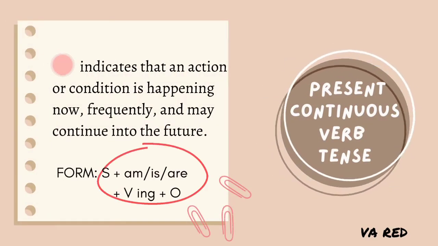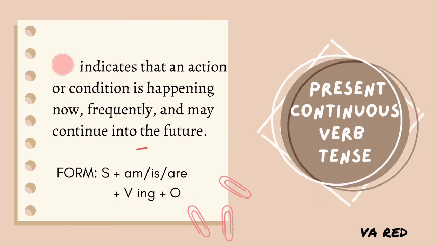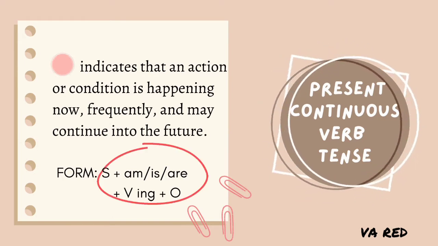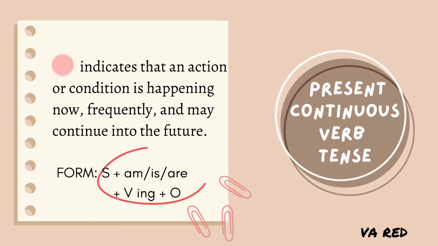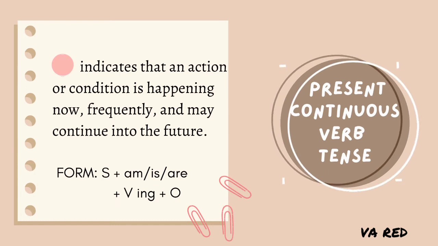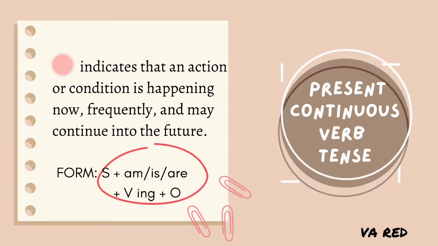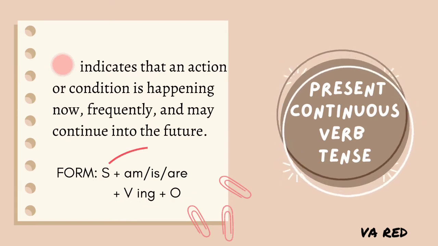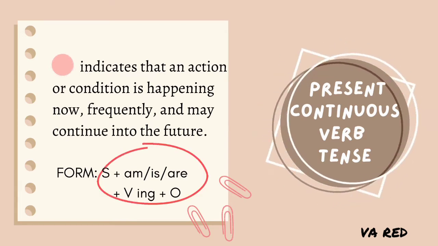Present continuous verb tense indicates that an action or condition is happening now, frequently, and may continue into the future. Ito yung mga nagsimula sa kasalukuyan at nagpapatuloy. Formula for this is subject, am, or is, or are, plus verb in present tense form, plus object.